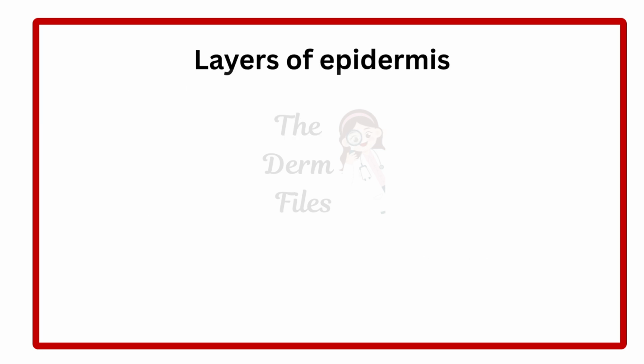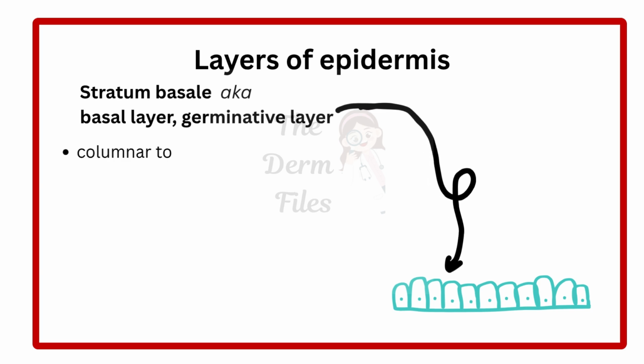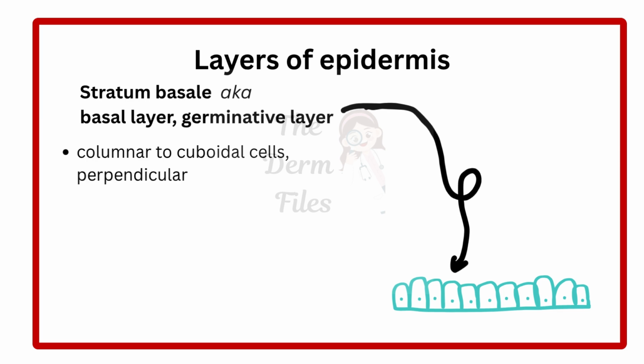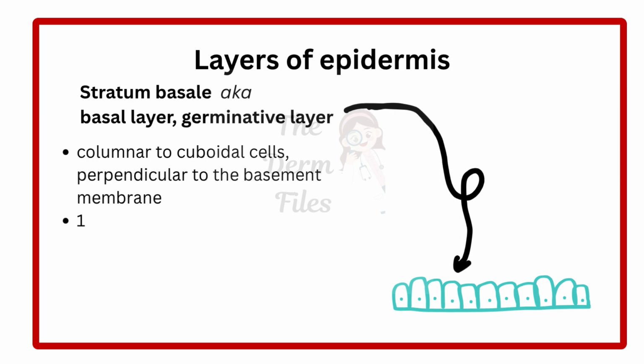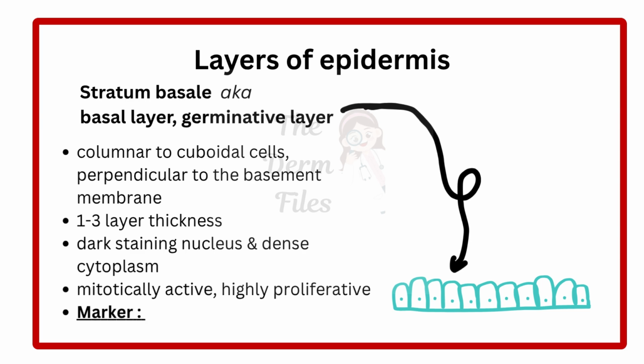The layers of the epidermis. Starting off with the stratum basale, also called the basal layer or germinative layer. It's composed of columnar to cuboidal cells perpendicular to the basement membrane. This layer is 1 to 3 cell layers in thickness. These cells have a darkly staining nucleus and dense cytoplasm. These cells are mitotically active and highly proliferative, expressing keratin 5 and 14.